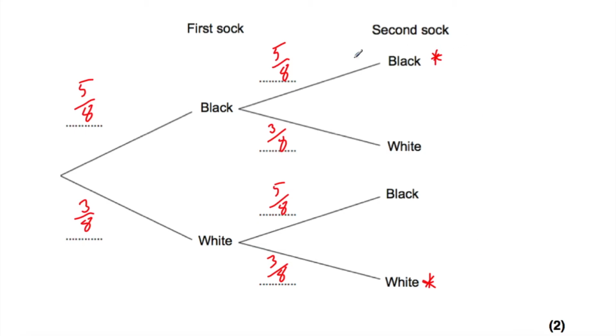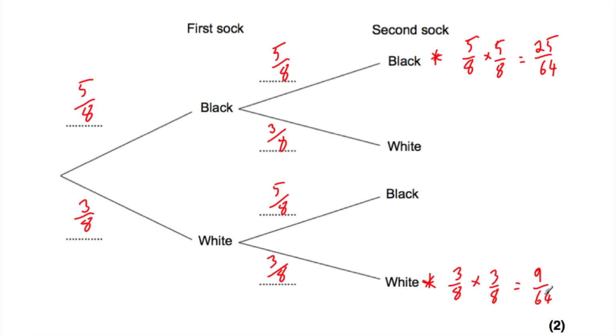So in terms of a black sock and a black sock, we would multiply those two probabilities together. So 5/8 multiplied by 5/8 will be equal to 5 times 5 is 25, and 8 times 8 is 64. So the probability of a black sock and a black sock would be 25/64. In terms of a white sock and a white sock, well, that'll be 3/8 multiplied by 3/8. 3 times 3 is equal to 9, and 8 times 8 is equal to 64.